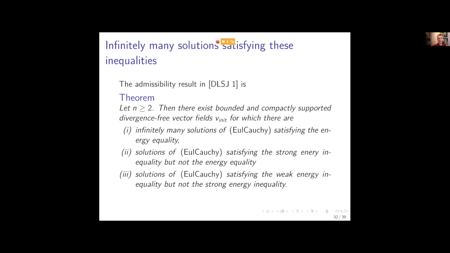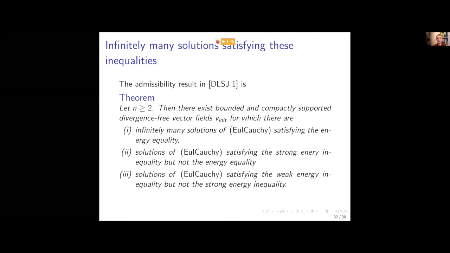This was a main result in the first publication by De Lellis and Székelyhidi, and in fact, the previous theorem, this becomes a corollary, because the kinetic energy can really be whatever you want for weak solutions. There are, for example, infinitely many solutions that satisfy the energy equality, so they preserve the kinetic energy, but there are also solutions that satisfy the strong energy inequality, but not the equality, so they're strictly monotonically decreasing, and they're not constant, right? And there are solutions where you have the strong energy inequality and not the energy equality.